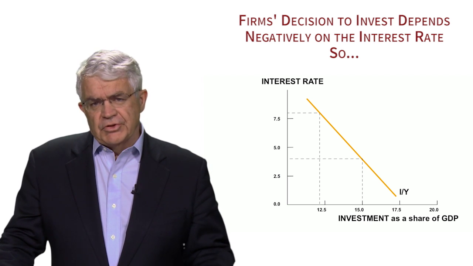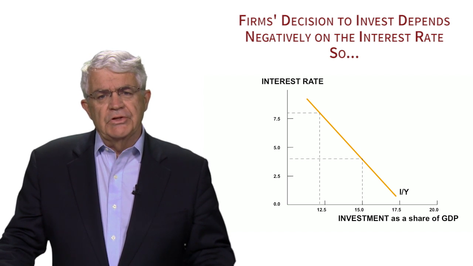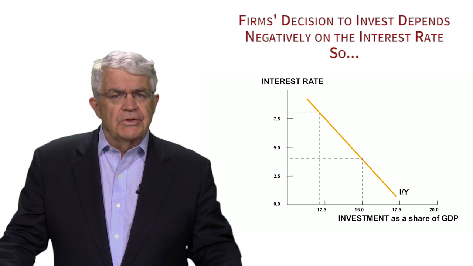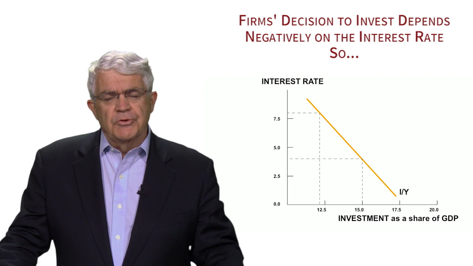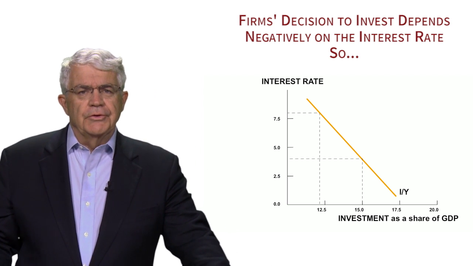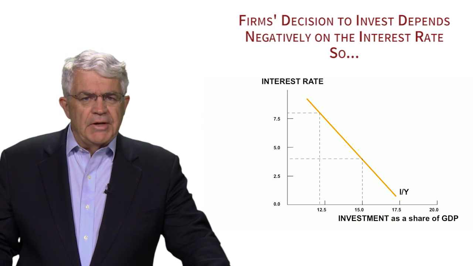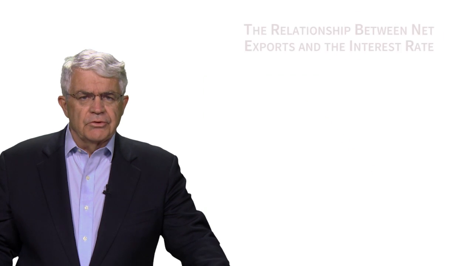Same is true if you just think about all the firms in the economy, and that's going to generate this negative relationship between investment as a share of GDP and the interest rate. There it is in this picture, just as an example, and you can see on the horizontal axis we have percentages of GDP and examples of the interest rate on the vertical axis. So we've got consumption, we've got investment. What about net exports? That's the third variable we've got to consider and its relationship to the interest rate.